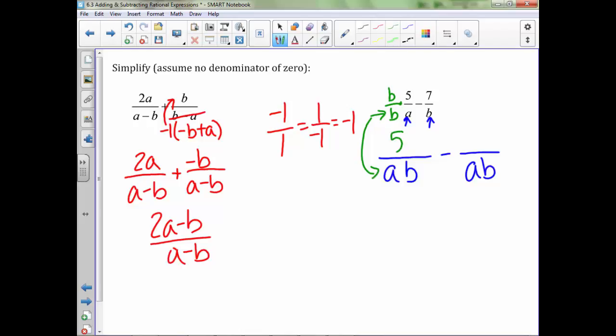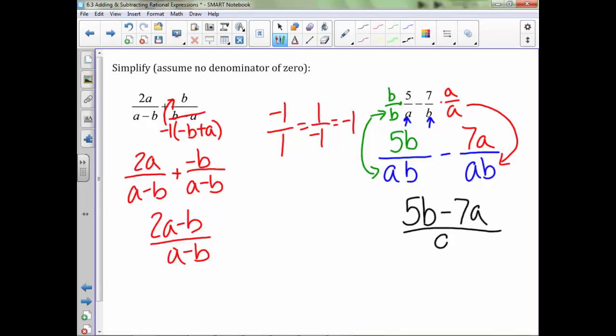So our numerator is going to become 5b. Now on this right side, we need to multiply by a over a, so that our denominator becomes ab. So we'll have a 7a in our numerator. And now that we have a common denominator, we can combine our like terms. Now notice 5b and 7a are not like terms, so we just have to leave it as 5b minus 7a all over ab. And you do want to double check to see if you can factor anything, and we can't in this case, so we are good.